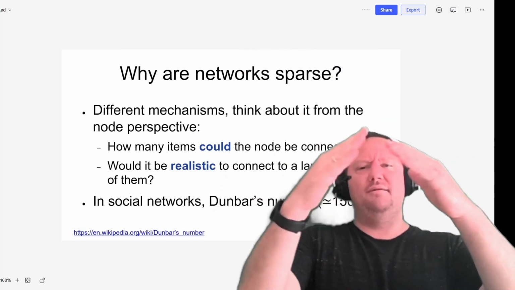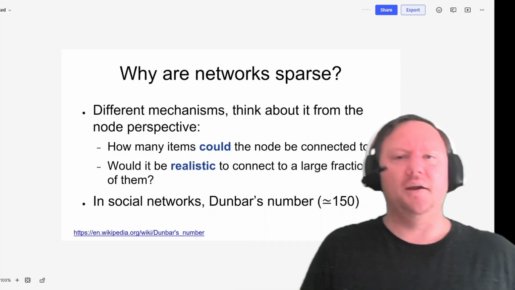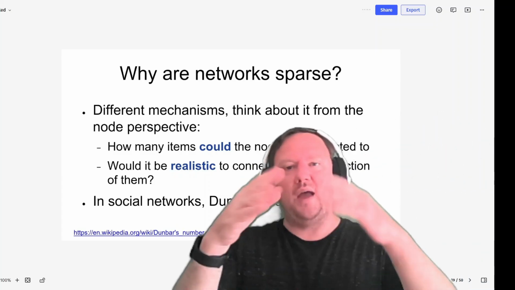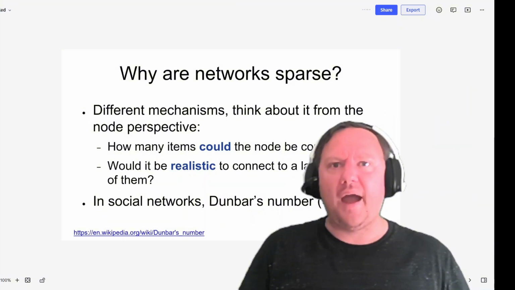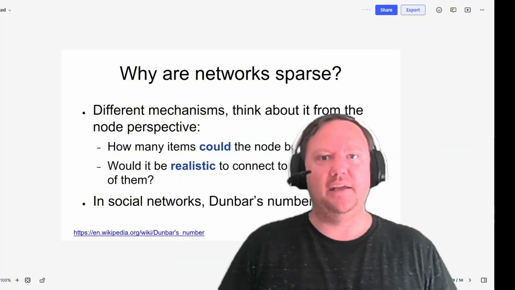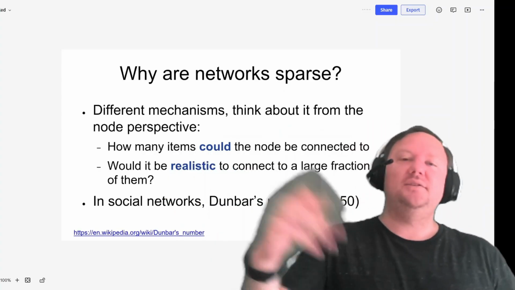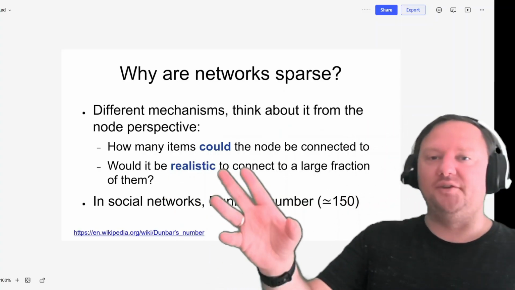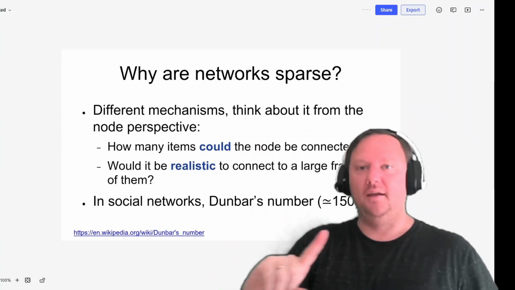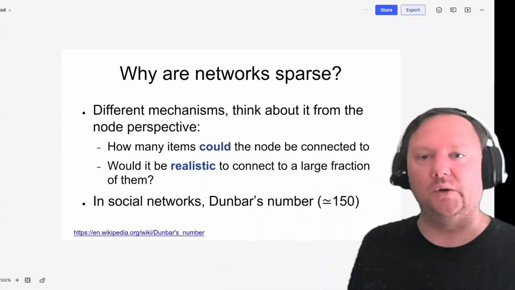But if there's a monotonic cost to adding edges to the graph, then it can't possibly keep up with the explosion in the number of possible edges. Anyway, that's just off the top of my head, how I would try to explain this phenomenon that most networks are sparse.